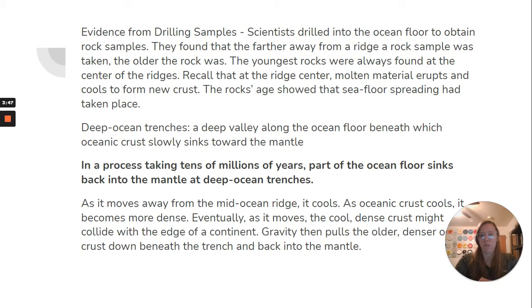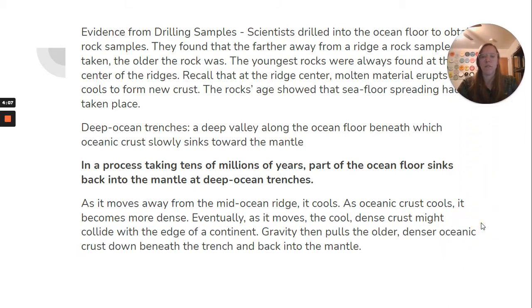Next vocab word is deep ocean trenches, a deep valley along the ocean floor beneath which oceanic crust slowly sinks toward the mantle. In a process that takes tens of millions of years, part of the ocean floor sinks back into the mantle at deep ocean trenches. As it moves away from the mid-ocean ridge, it cools. As oceanic crust cools, it becomes more dense. So eventually, as oceanic crust moves, the cool, dense crust might collide with the edge of a continent. Gravity then pulls the older, denser oceanic crust down beneath the trench and back into the mantle.